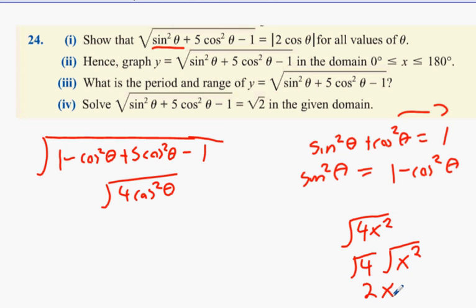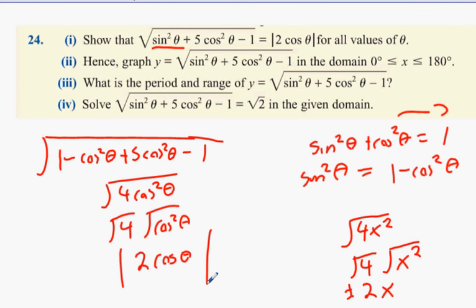So we're going to do the same trick here, aren't we? Root 4 by root cos squared, and therefore 2 cos theta. Now, another way, root 4 can be either plus or minus 2. That's why we put in the modulus signs to say, look, it can be positive or negative. We good?